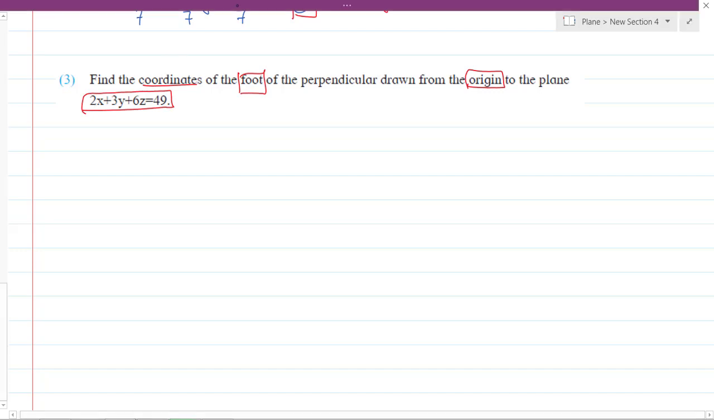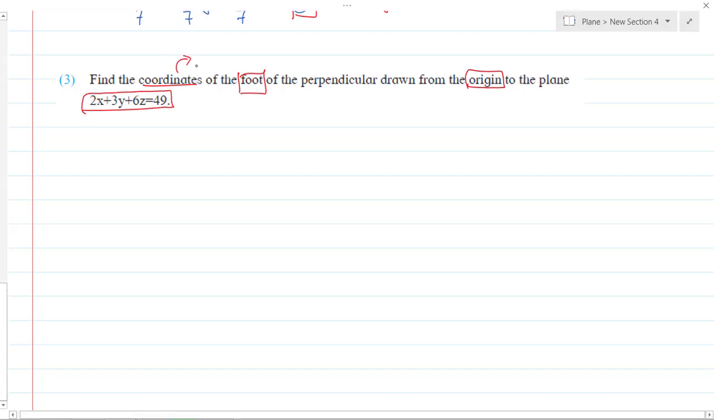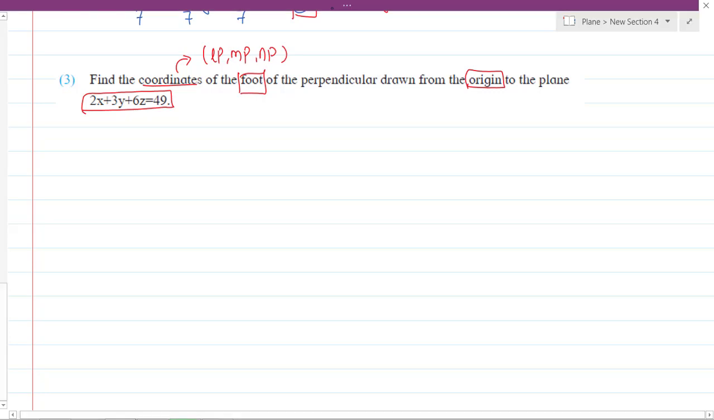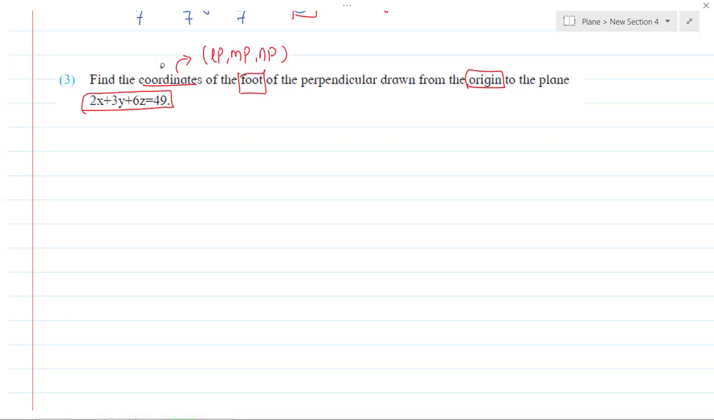And what are the coordinates of the foot of the perpendicular? This is nothing but LP, MP, and NP. This is what we get. Okay, so let's write down the steps. Step number 1: write down the given information, which is the plane equation, 2x plus 3y plus 6z is equal to 49.